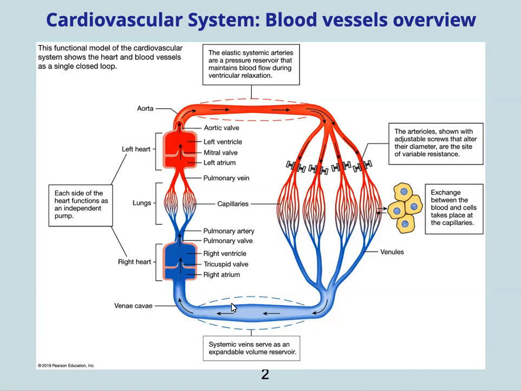So we can see here that systemic veins, because they are wider, are able to serve as a volume reservoir. So at rest, about 2/3 of the body's blood volume is actually contained within the venous side of our circulatory system.